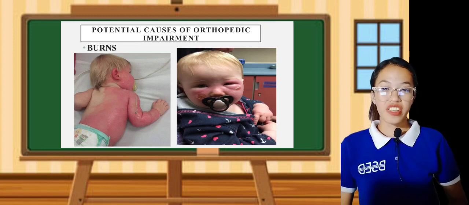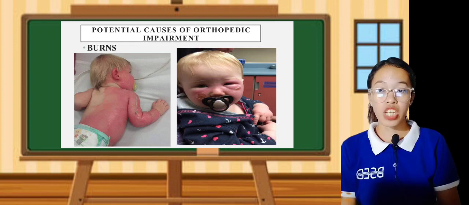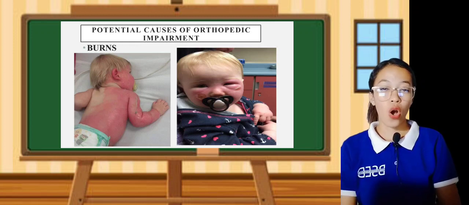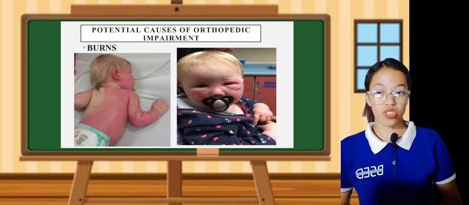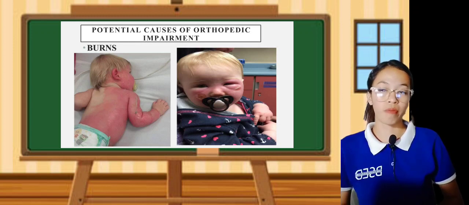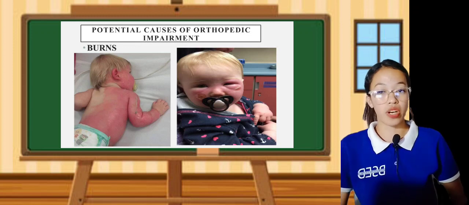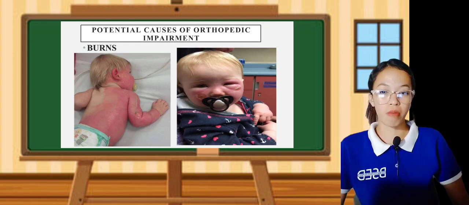And the next one is burns. Burns are tissue damage that results from heat, overexposure to the sun, or other radiation, or chemical and electrical contact. Burns can be minor medical problems or life-threatening emergencies. So the treatment of burns depends on the location and severity of the damage.